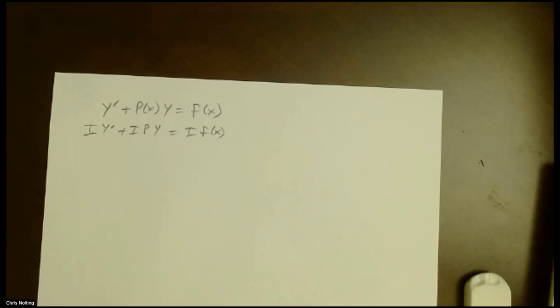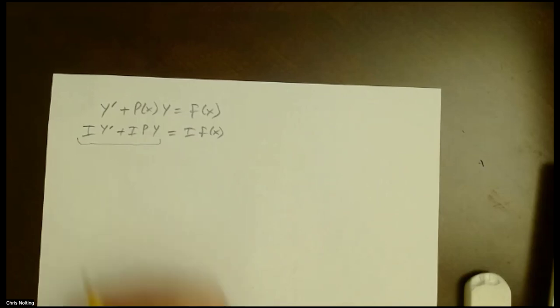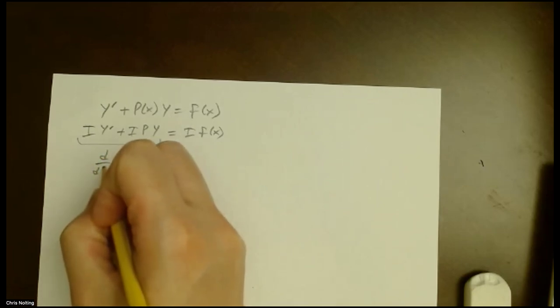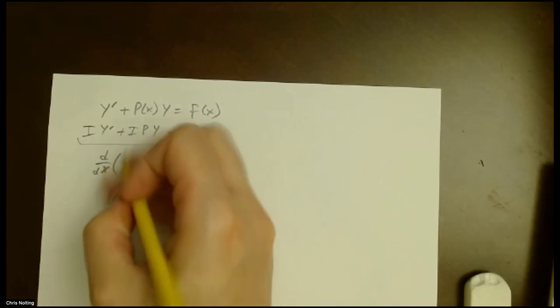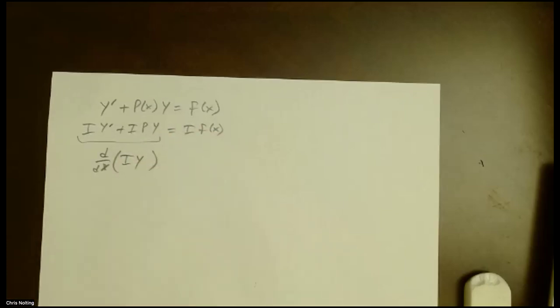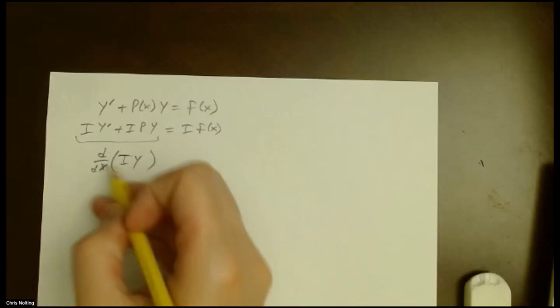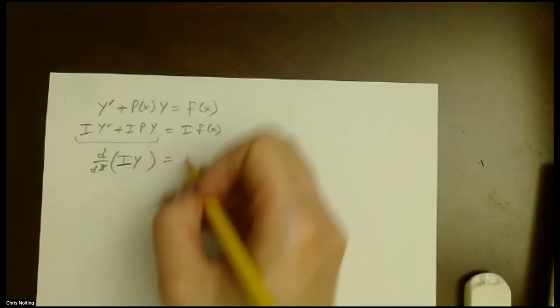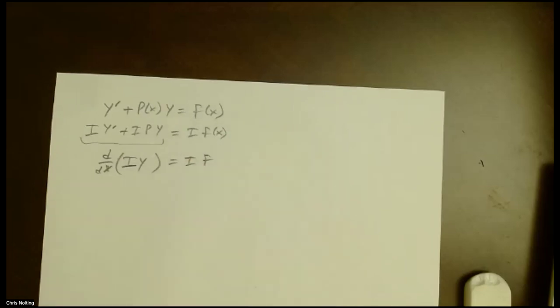like that. And then because we chose this function carefully to make this, what I'm about to do, true, we can factor this into just a derivative like that. We chose I very carefully so that we could do this. And this becomes IF on this side still.